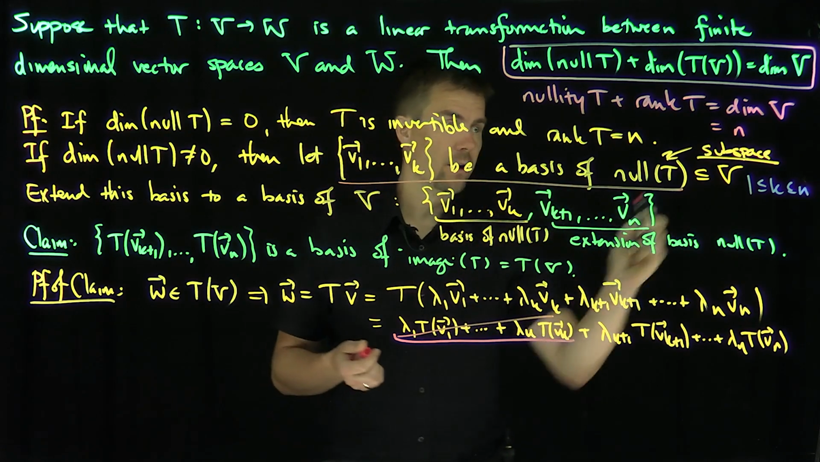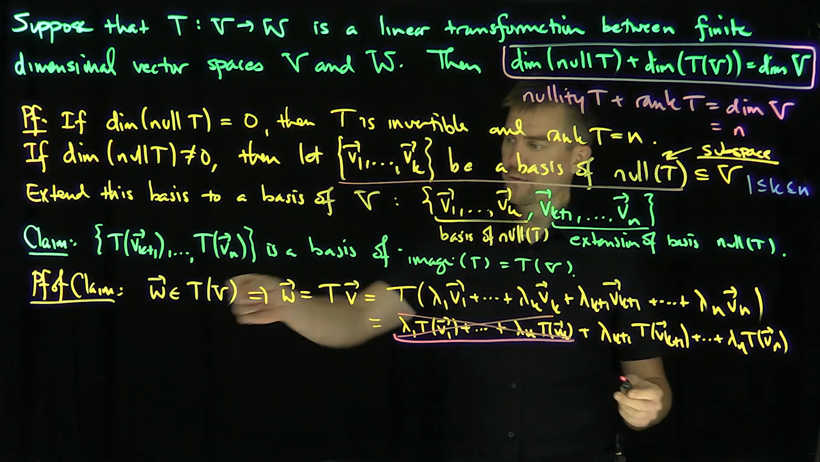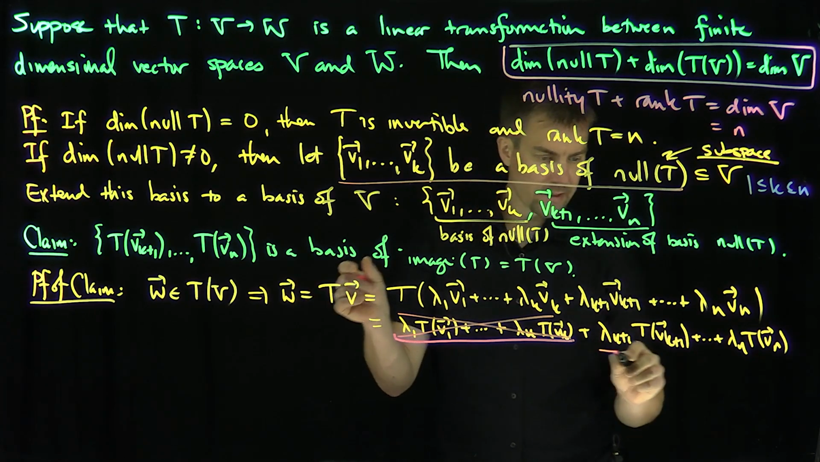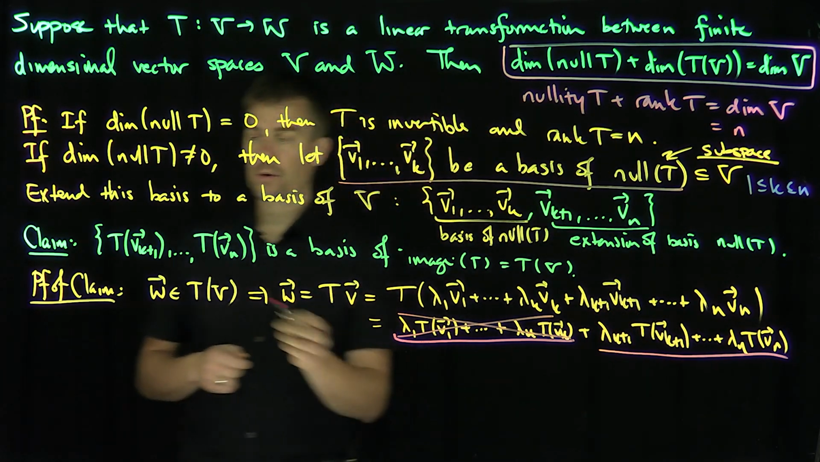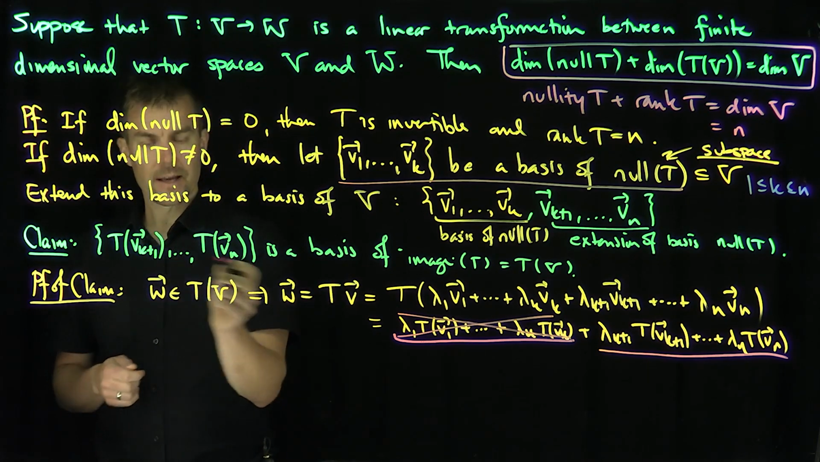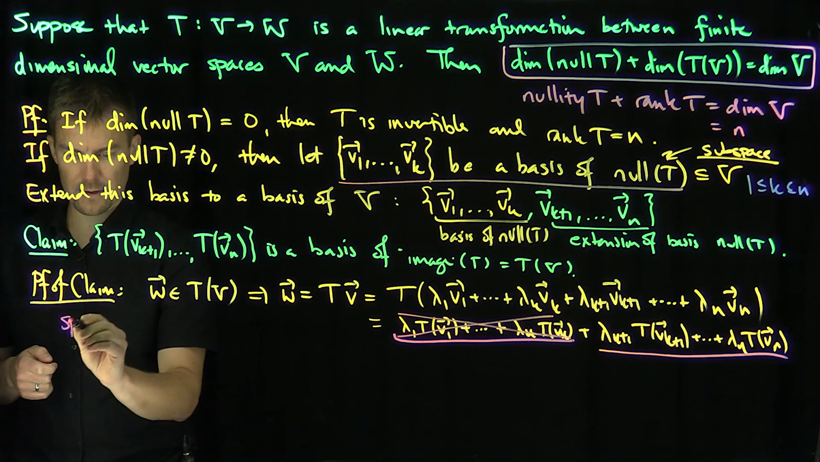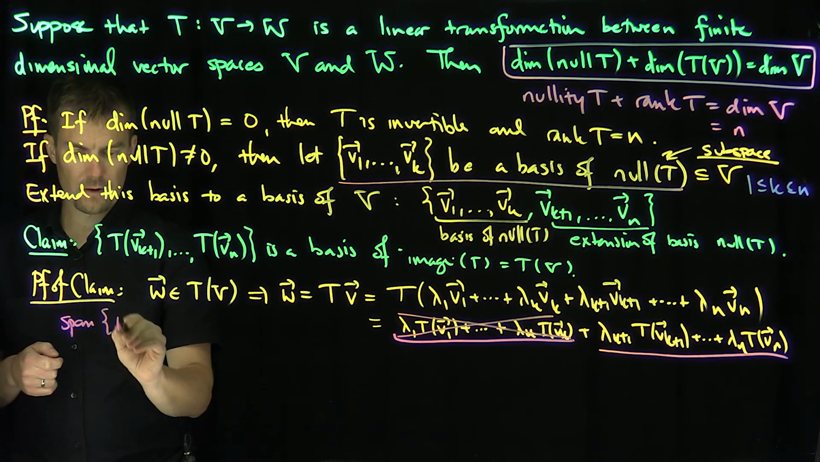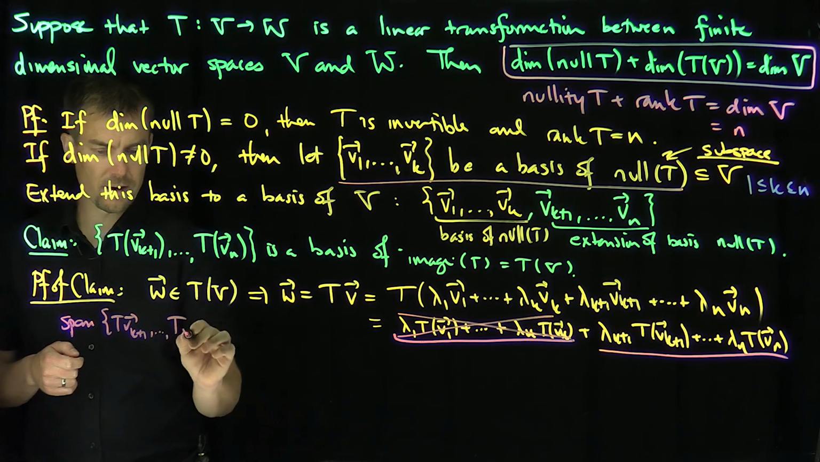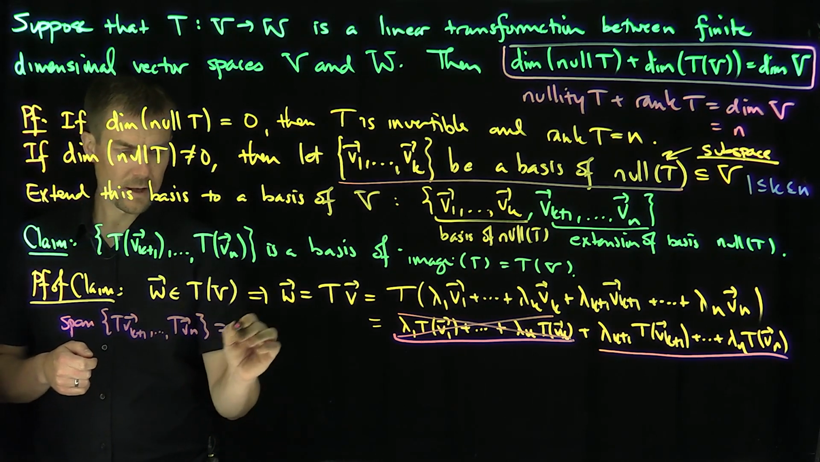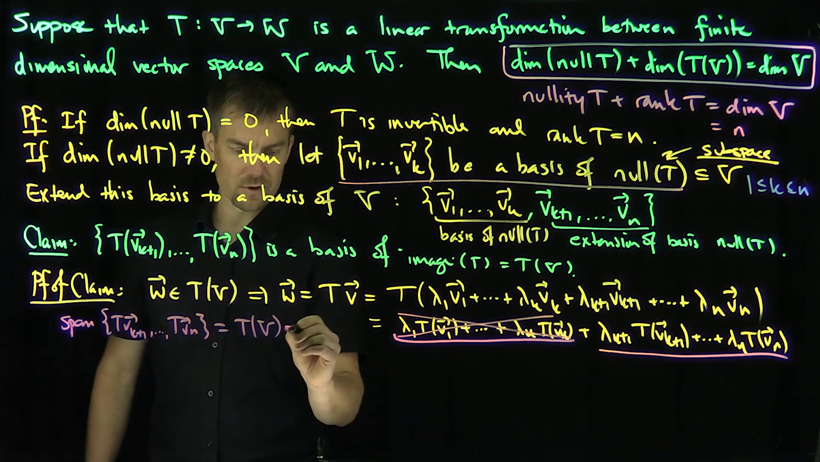That is a basis of the null space. So they're in the null space of that thing, so those first k terms go away. And we've just proven that any w over here is a linear combination of T of v_{k+1} through T of v_n, which shows that the span of this set is going to be what? The span of this set is T of V. So hence we've just proven that the span of T of v_{k+1} through T of v_n is T of the vector space V, the image, right? Image of V, image of T.